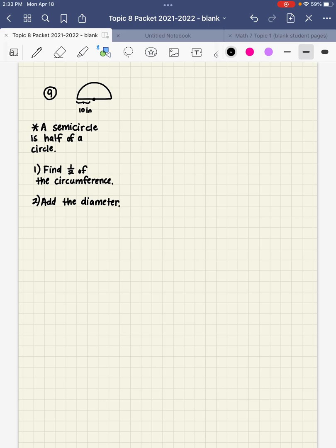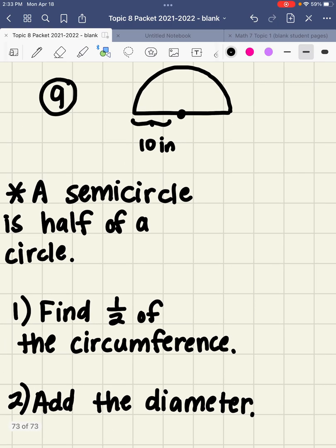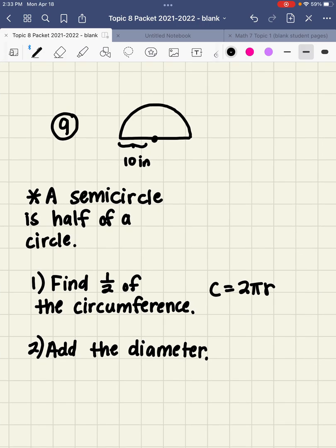Okay, so here we've got another semicircle problem. I see that we've got a semicircle with a radius of 10 inches. And I want you to remember that a semicircle is just half of a circle. So the way that we find the circumference is first we find half of the circumference. We're using our formula, C equals 2 times pi times the radius, but we're multiplying that by 1/2, or we're dividing that by 2, okay? And then we're going to add the diameter back.